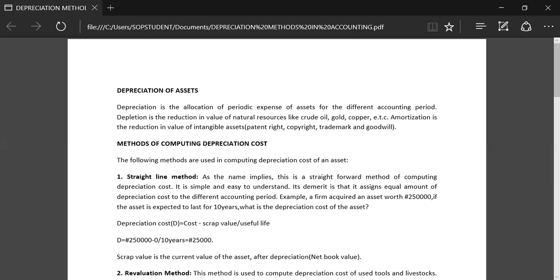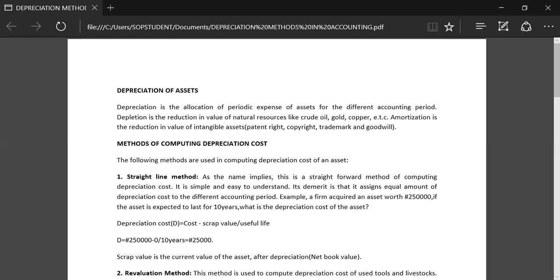Depletion is also a reduction in value, but for natural resources like crude oil, gold, and copper. Amortization is also a reduction in value, but for intangible assets such as patent rights, copyright, trademark, goodwill. But we're going to focus more on depreciation.